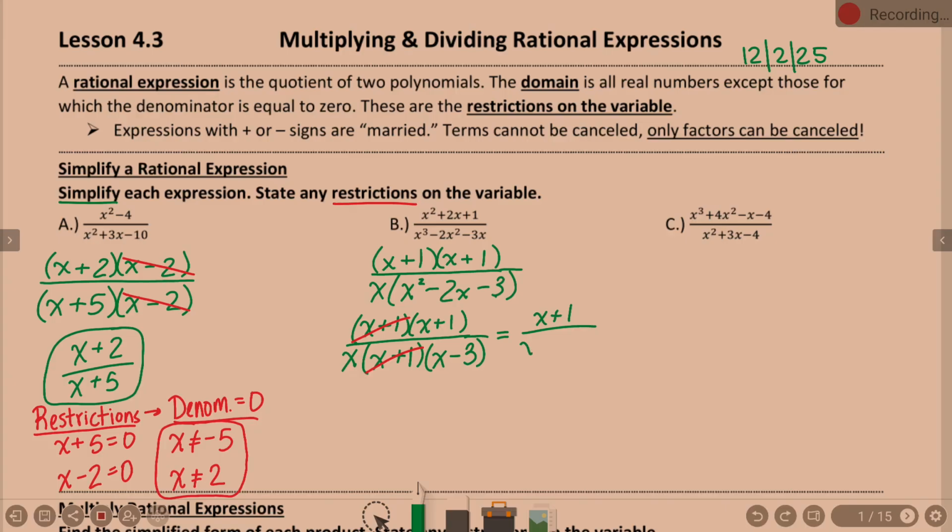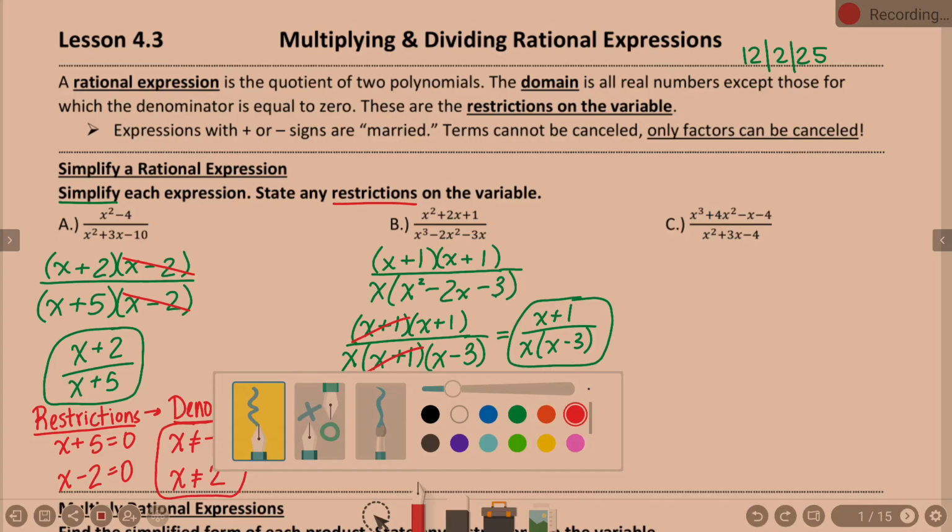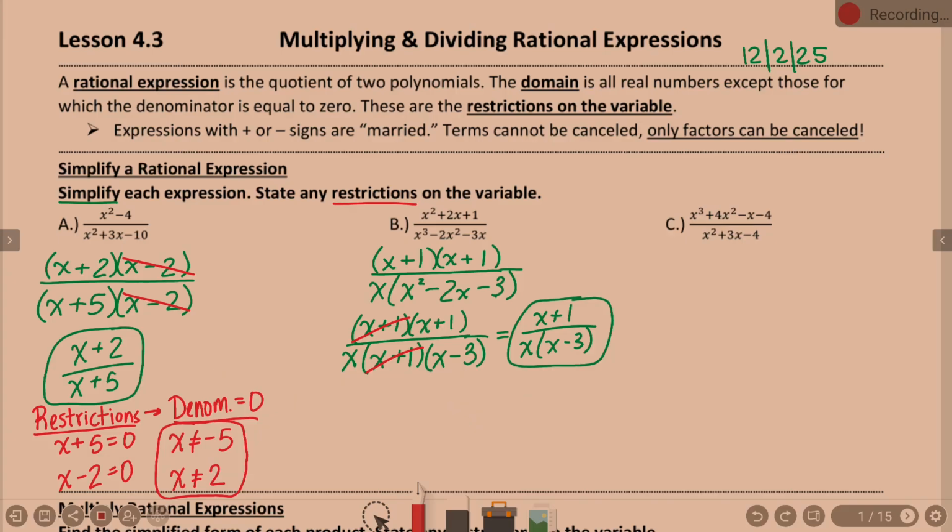We have x times x minus 3. Okay. And that's how I would write my final answer there in terms of simplifying. Now, on Savas, it's not hard to forget because they're going to ask you for the next step, okay? But don't forget to do the restrictions when they ask you for them, okay?